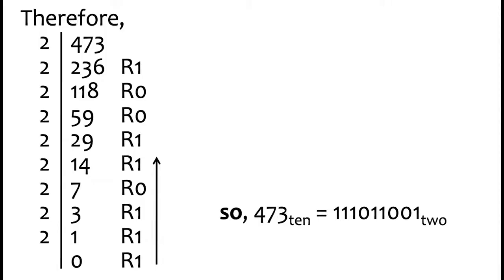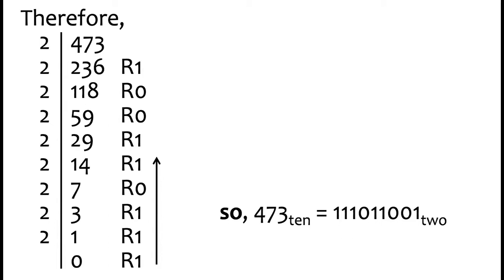You have 236 remainder 1. 236 divided by 2 is 118 remainder 0. 118 divided by 2 is 59 remainder 0. 59 divided by 2 is 29 remainder 1. 29 divided by 2 is 14, still remainder 1. 14 divided by 2 is 7 remainder 0. 7 divided by 2 is 3 remainder 1. 3 divided by 2 is 1 remainder 1. Finally, 1 divided by 2 is 0 remainder 1.